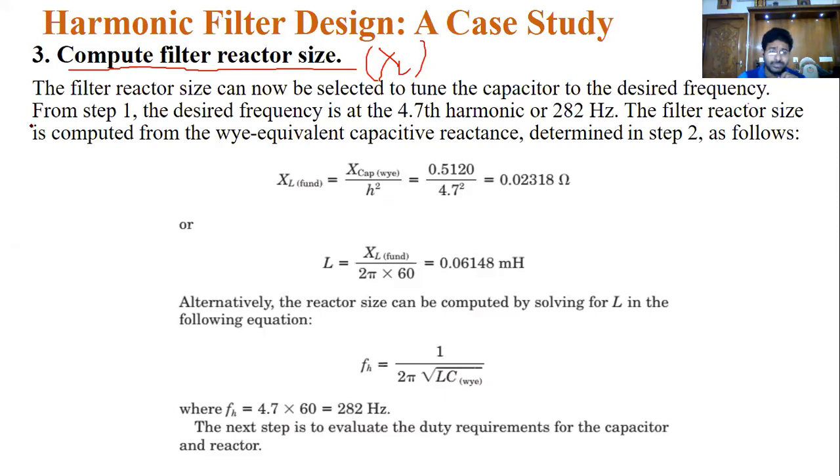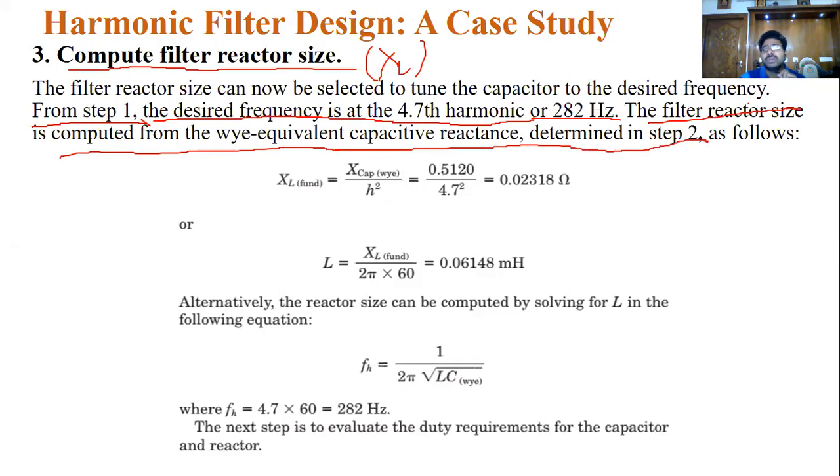You know that from step 1. What is step 1? You are going to design for the fifth order, but we do not design the filter exactly for the fifth order. You can design up to the 4.7th order at 282 Hz. So the filter size is computed again at the same time. We calculated the capacitor reactance in step 2. What is the value of that step 2? Now see this value, the X cap value. What is that X cap value? You know this value.